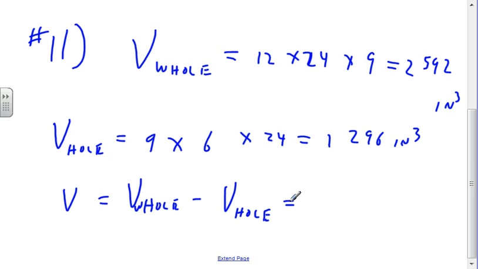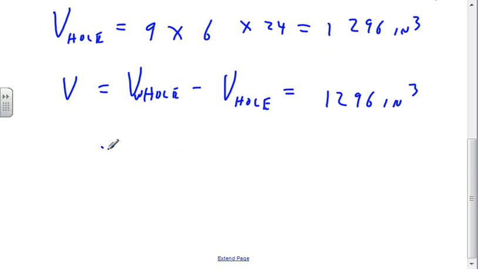Okay, so 2592 minus 1296. 1296 inches cubed. And now we're worried about significant digits, and we only have 3, so we round that up to 1300 inches cubed.